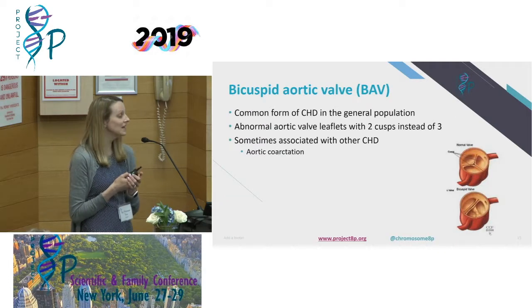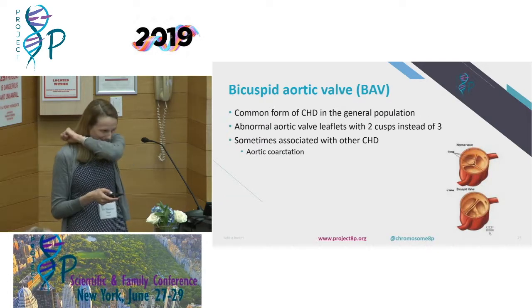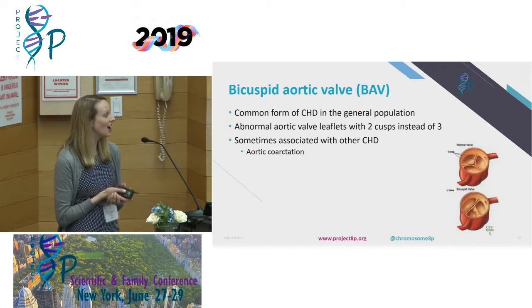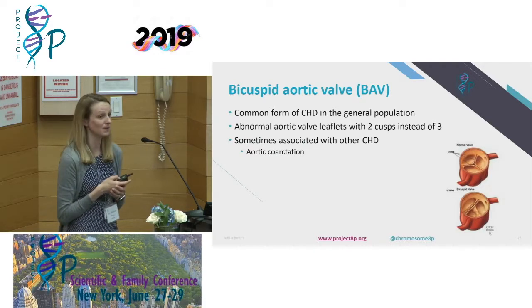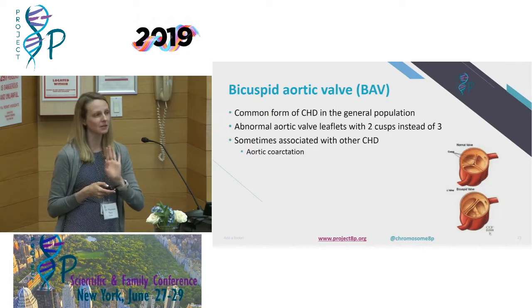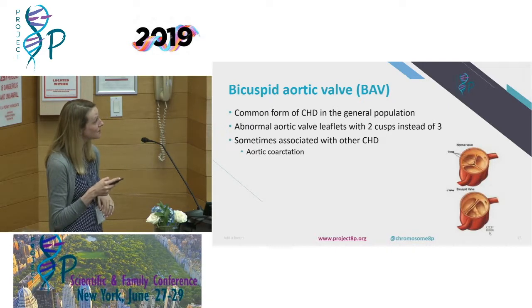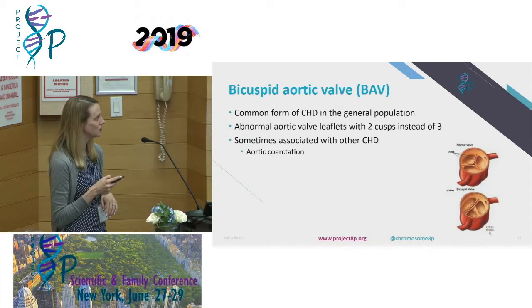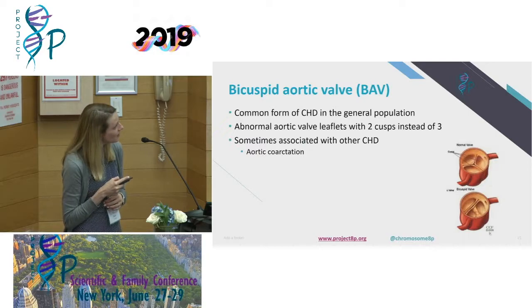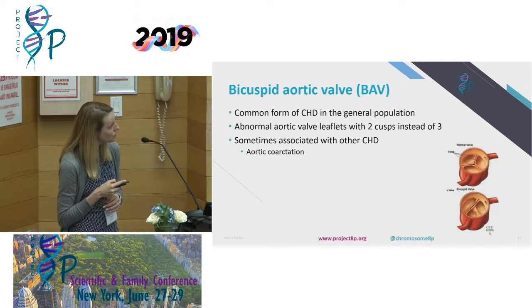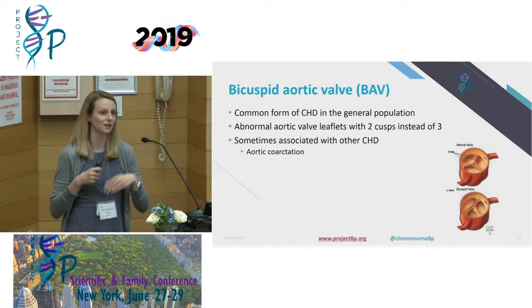Another type of valve problem that we saw in the AP database is bicuspid aortic valve. So now we're talking about the valve between the left ventricle and the aorta. This valve normally has 3 leaflets, as you can see here, 1, 2, 3. But in some people, this cleft between these 2 leaflets is fused, and so you get just 2 leaflets.